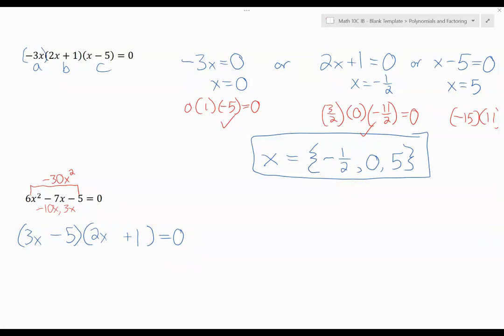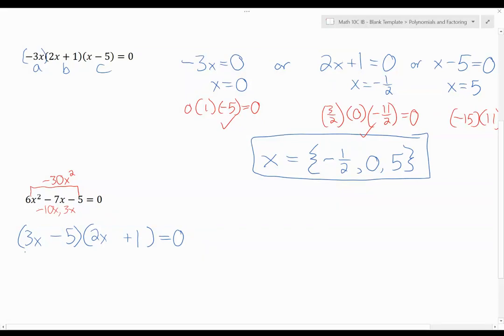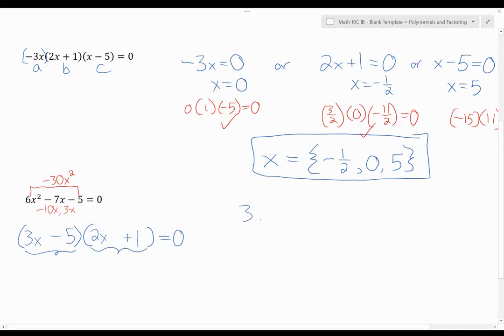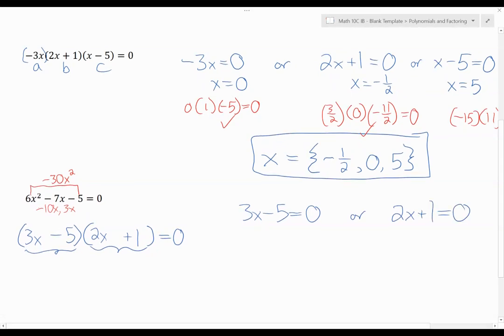This now leaves me with something times something else equals 0. So what I know is that either 3x minus 5 equals 0 or 2x plus 1 equals 0. They can't both equal 0 at the same time because they are different factors.